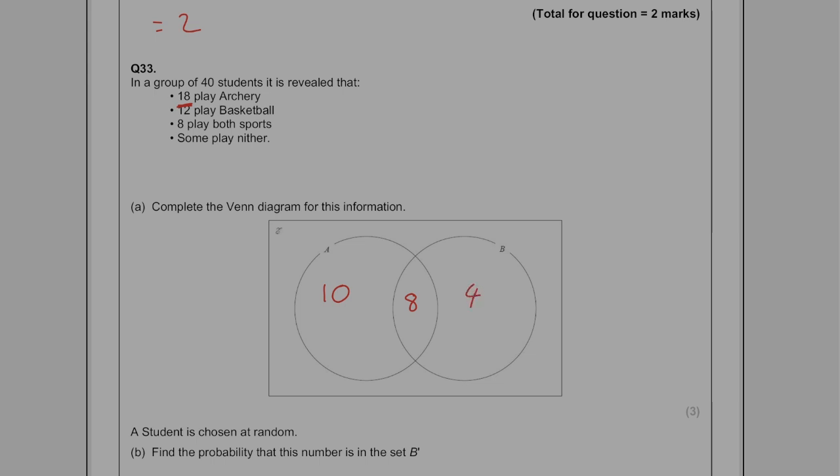So in total, we've accounted for 22 students, and we've got a total of 40. So 40 minus 22 is 18. So we've got 18 outside.